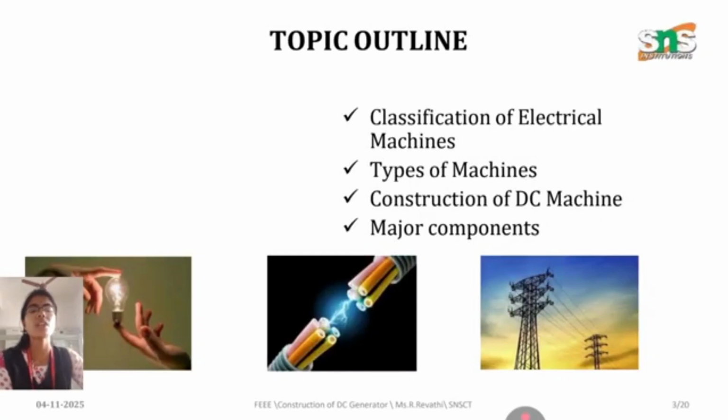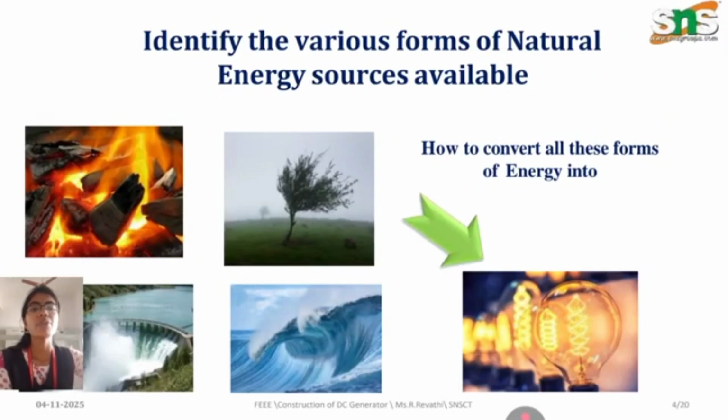So the topics we are going to discuss are the classification of electrical machines, types of machines, and the construction of DC machines and their major components. We will also identify the various forms of natural energy sources available.